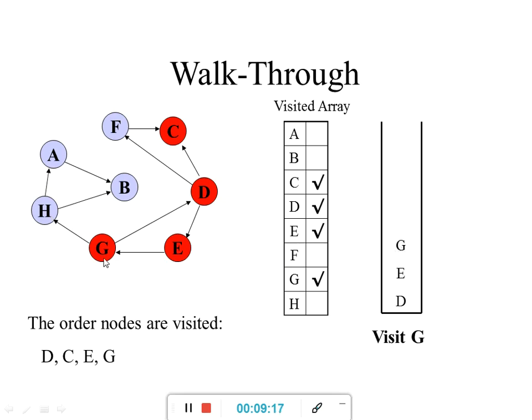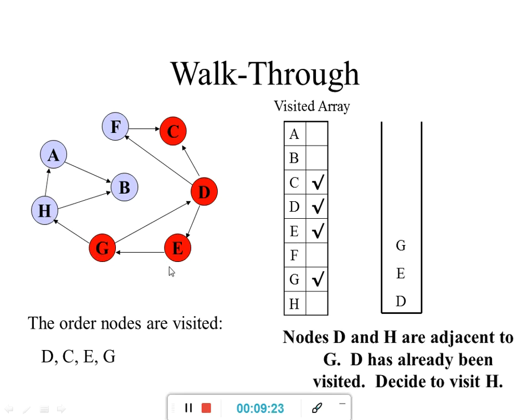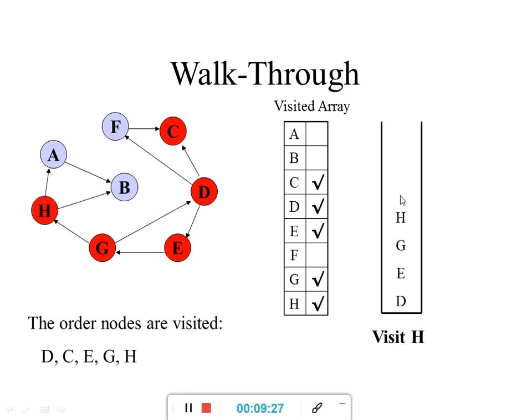So we need to consider only the unvisited adjacent nodes of the topmost element. So G is the topmost element. The unvisited adjacent node of G is H. So push H into the stack and mark it as visited. So I have pushed H into the stack and I have marked it here. Now the topmost element of the stack is H. So we have to find out unvisited adjacent nodes of H.